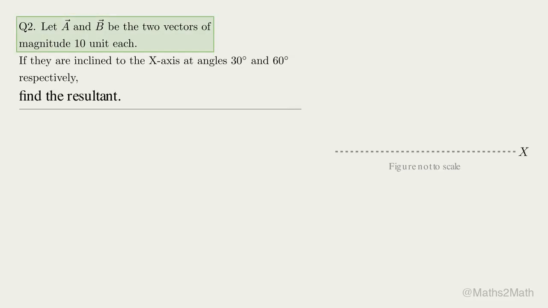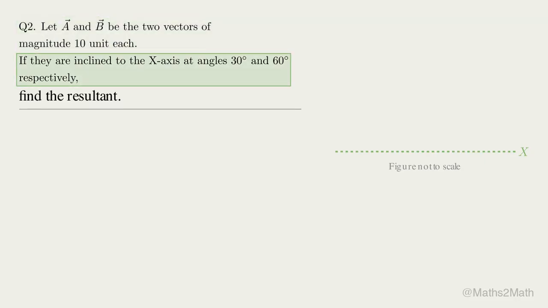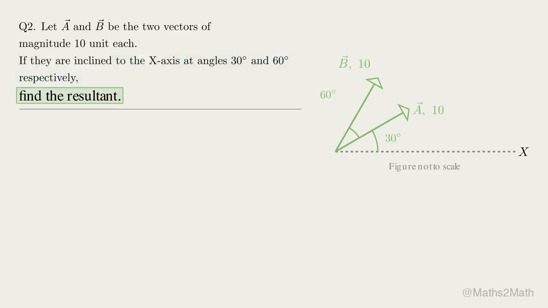Question 2. Let A and B be two vectors of magnitude 10 unit each. If they are inclined to the x-axis at angles 30 degrees and 60 degrees, respectively, find the resultant. What does this mean? Two equal vectors, 30 degrees apart, we need the single vector equivalent to both together. We are given A, 10 unit at 30 degrees, and B, 10 unit at 60 degrees. The angle between them is 60 minus 30, 30 degrees.